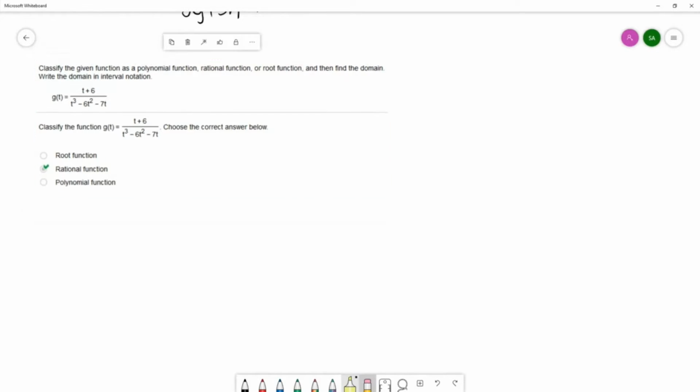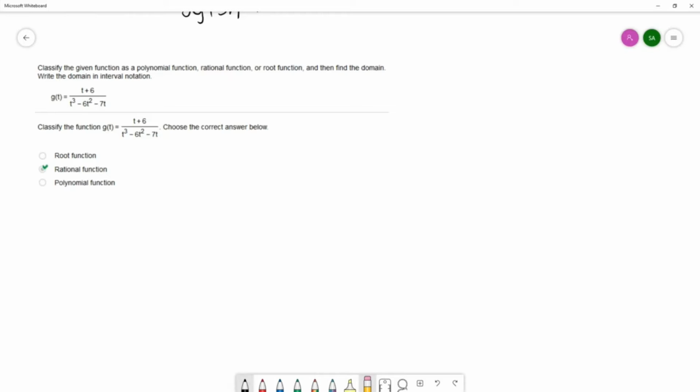Okay, on this one, it says classify the given function as polynomial, rational, or root, and then find the domain. So we've already got it marked as rational, and it is rational because it's got a variable in the denominator.